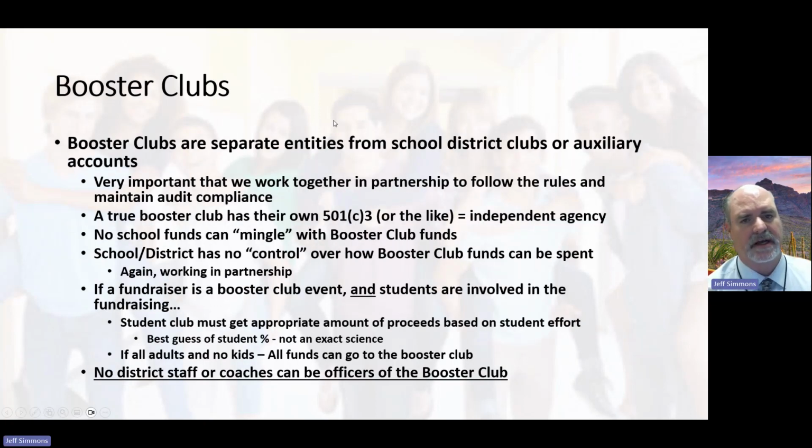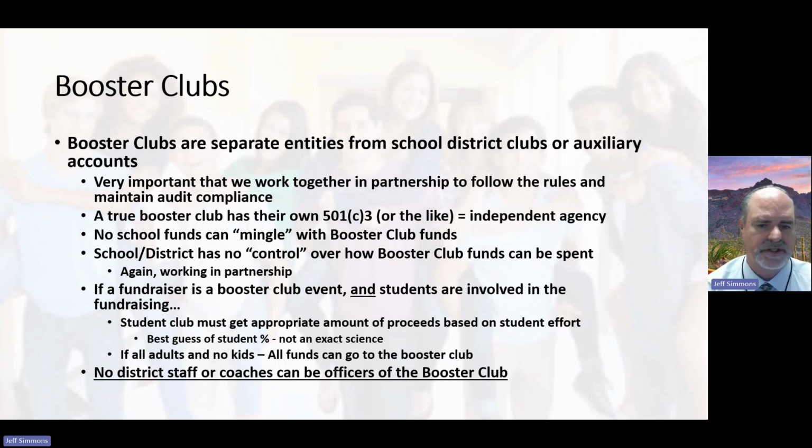The booster clubs are separate entities from school districts, clubs and auxiliary accounts. They can't be commingled. It's very important that we work together in partnership with those groups to maintain audit compliance, but they're an independent 501c3 or some other type of nonprofit status, and they're an independent agency. So we, as a district or a school, have no control over them or their finances, but we want to work with them to support our programs. I mentioned no mingling of funds with our money.